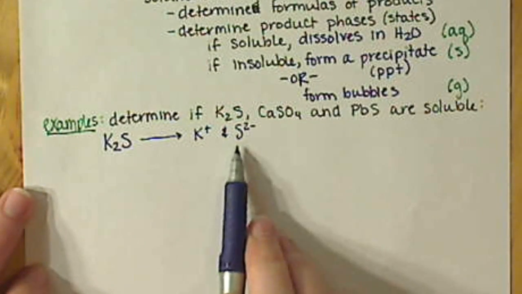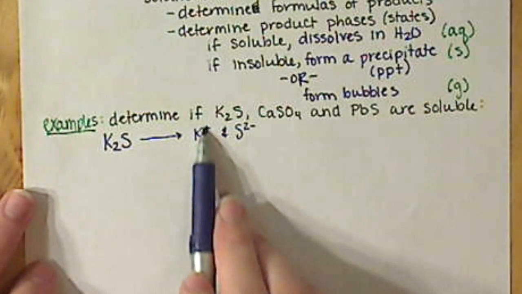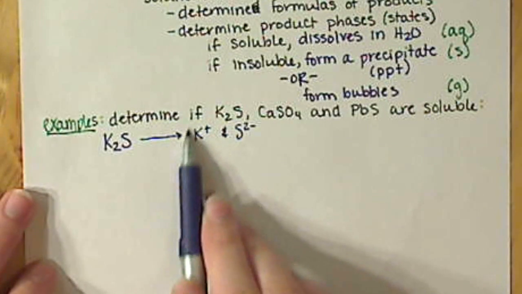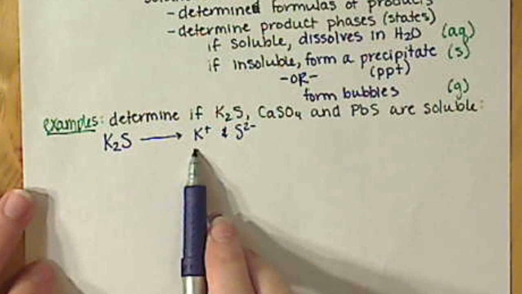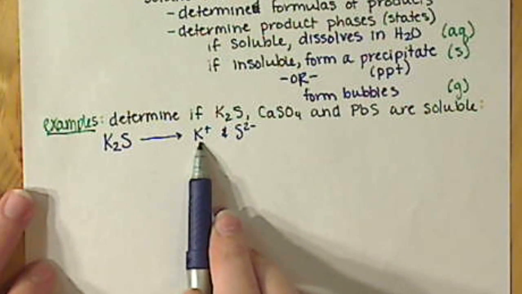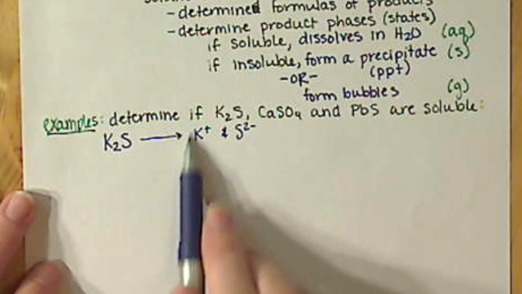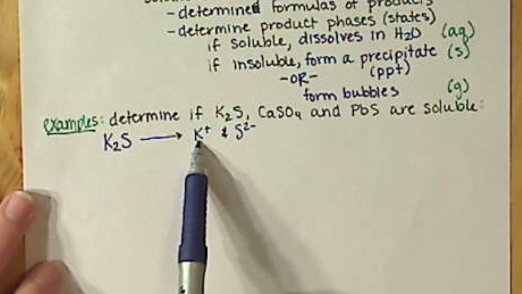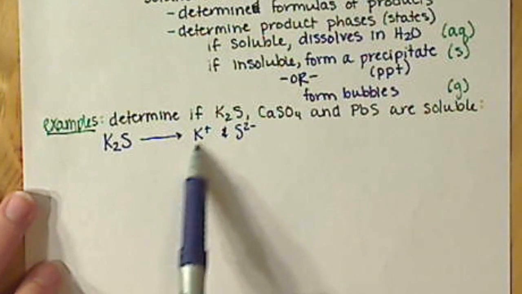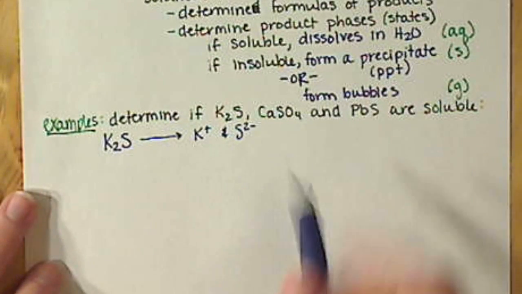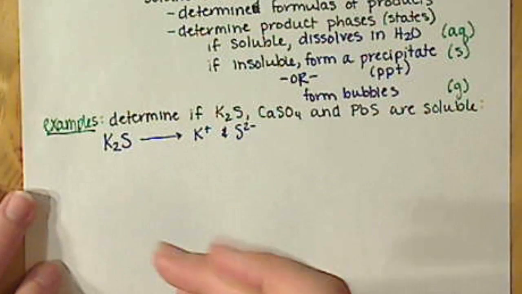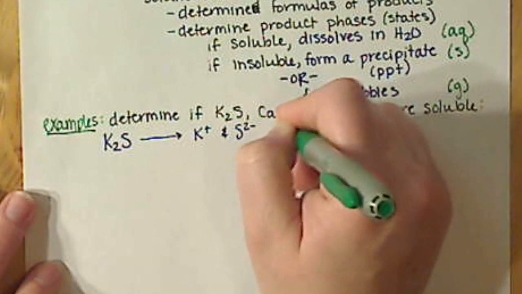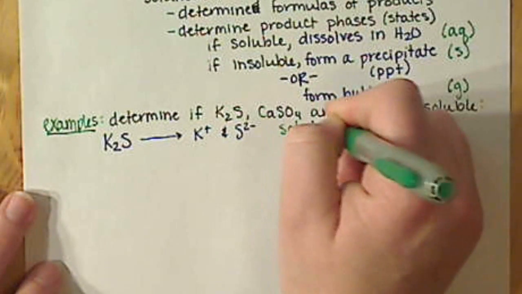If we look up our solubility rules, we'll notice that anything that is combined with potassium ion is going to be soluble. Although I said you don't have to memorize any of this, that is one that's worth memorizing. So knowing that anything that contains potassium ion is going to be soluble. So it's soluble.